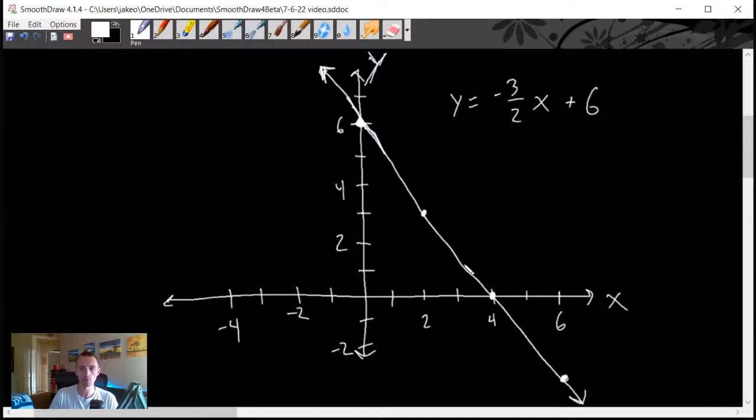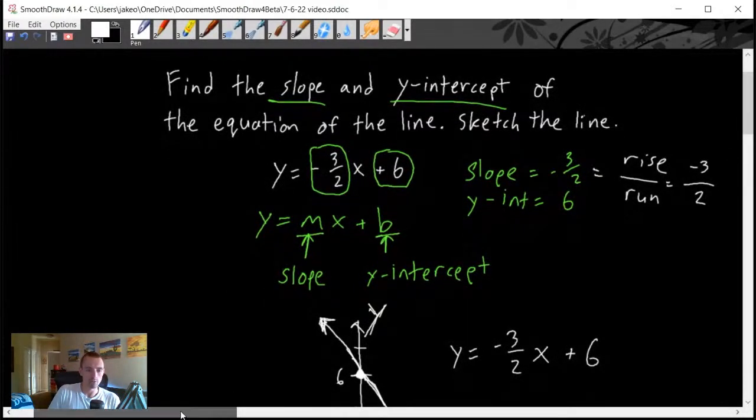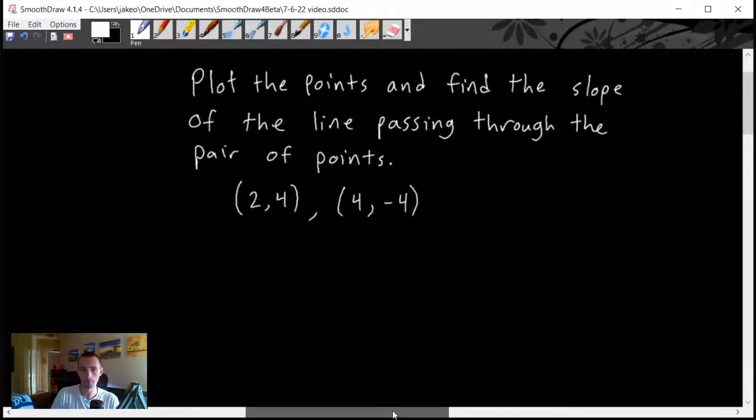I'm not seeing any questions in the live chat, so we will just keep things rolling here. Move on to the next example that we have here, which is this one. We're going to plot the points and find the slope of the line passing through the pair of points. In this case, we have these 2 points, (2, 4) and (4, -4).